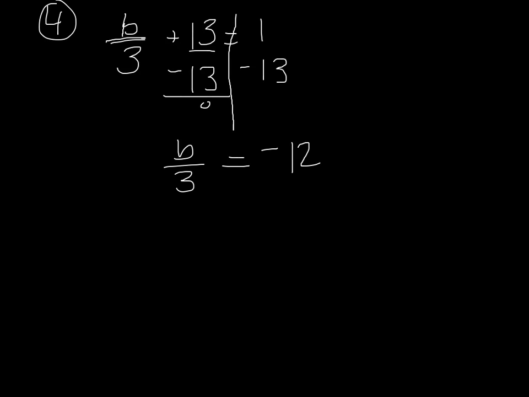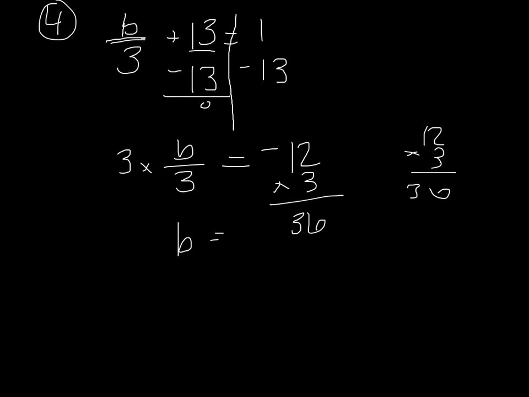Okay, so right now I have b divided by 3, so I'm going to multiply both sides by 3. And this side will be left with b. 12 times 3, 3 times 2 is 6, oh, 36. Is it positive or negative? That's what you're asking yourself.